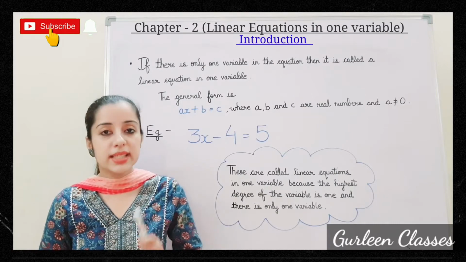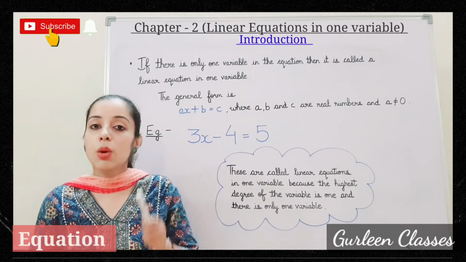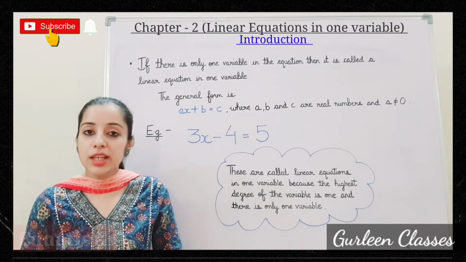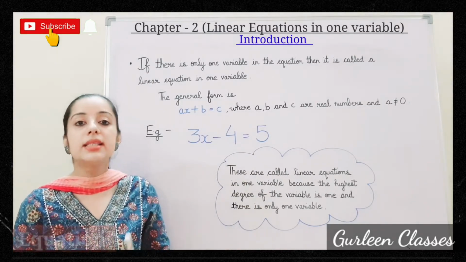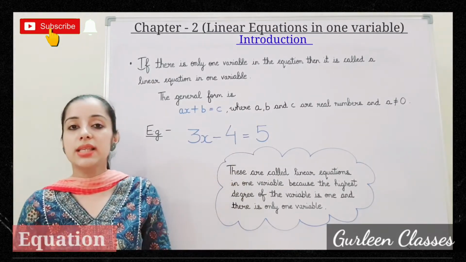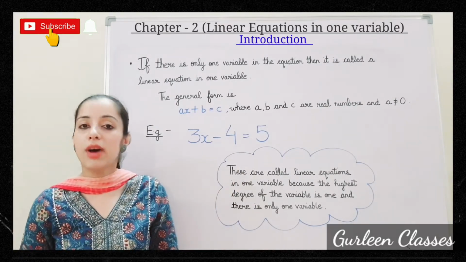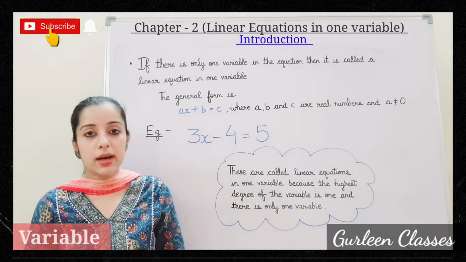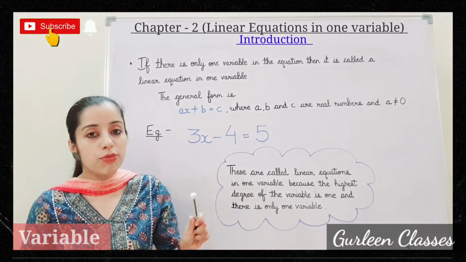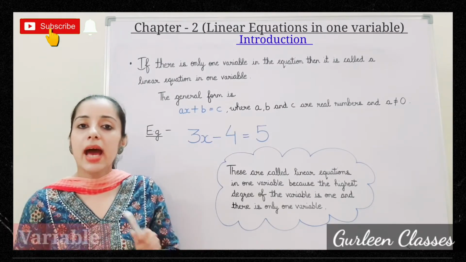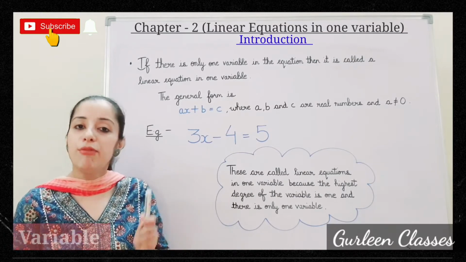Let us take one example. 3x minus 4 is equal to 5. So what is an equation? Equation means where both LHS and RHS are equal and it is denoted by this equal to sign. This is an equation. So 3x minus 4 is equal to 5. What is the variable here? X is the variable. Variable value is not fixed. It may vary. It can be any alphabet from A to Z. So X is the variable.